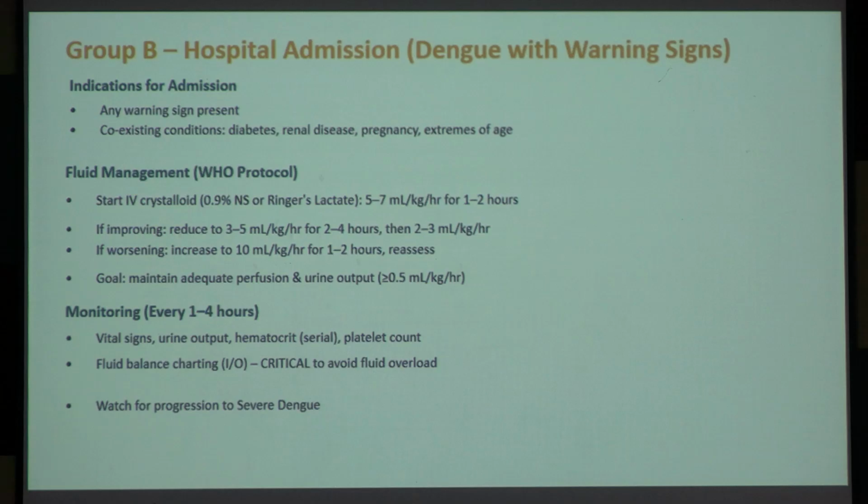So like that, 3 to 5 ml per kg per hour in the reduced dose. After 2 hours, you can further reduce the volume to 2 ml per kg per hour. After 2 hours, 1 ml per kg per hour. Like that, okay. So the goal is to maintain adequate perfusion and urine output. Monitor vital signs every 1 to 4 hours, preferably 1 to 2 hours itself, and definitely look for the severe symptoms, as I have already mentioned, okay.